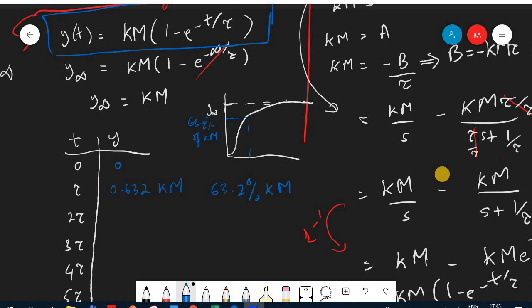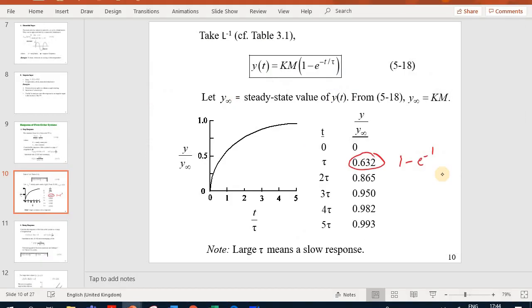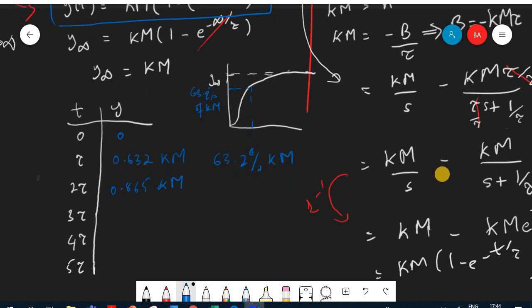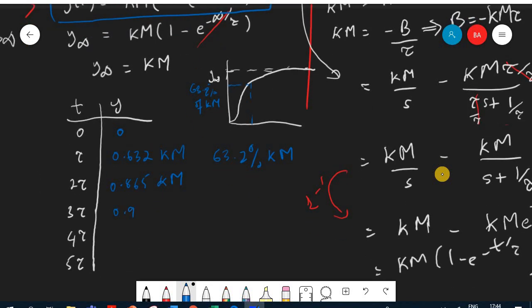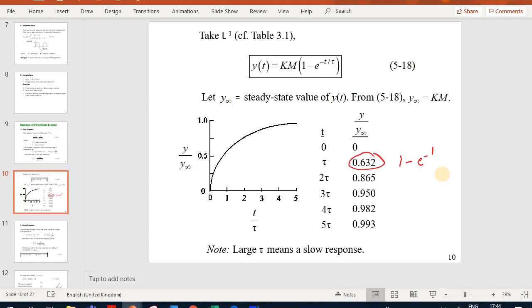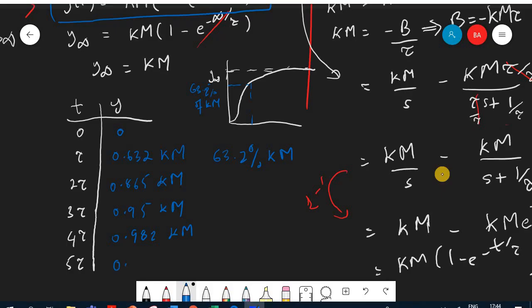What is the value at 2 tau? It will be 0.865 km. At 3 tau it is 0.95 km. At 4 tau it is 0.982 km. And for 5 tau it is 0.993 km.